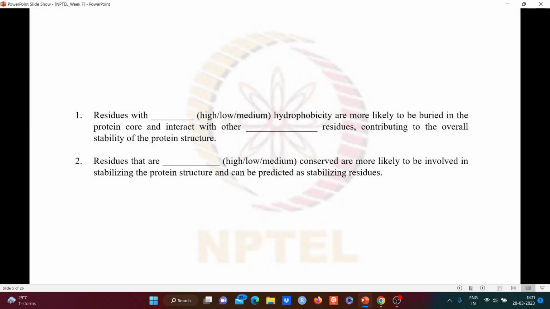Okay, here I have some basic questions on what we have discussed so far. The first question is, residues with what hydrophobicity are more likely to be buried in the protein core and interact with what type of residues contributing to the overall stability of the protein structure? Here I have the first question for today. You can answer using the chat box.